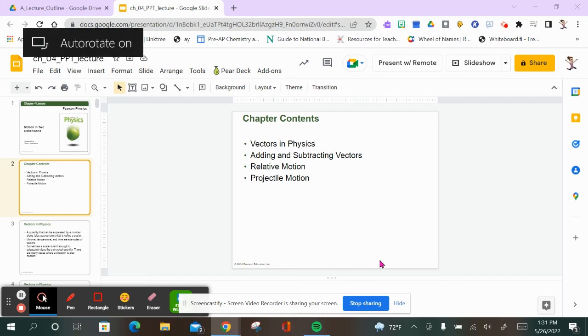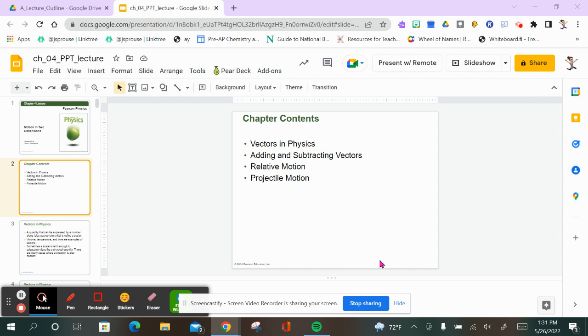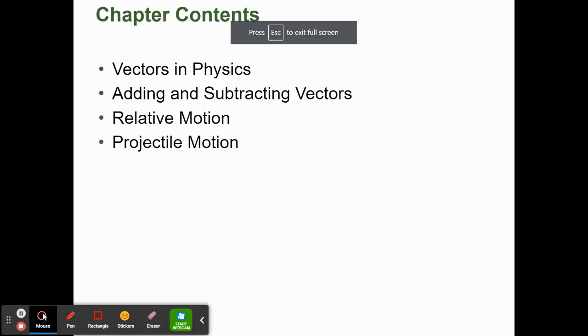All right, so this is covering chapter 4. We're going to do 4.1. This is a very important chapter that we're going to cover. We're talking about vectors and the use of vectors in physics, and we're going to be coming back to this chapter several times throughout the year. So it's a pretty important chapter to get a good grasp on. So let's jump in.